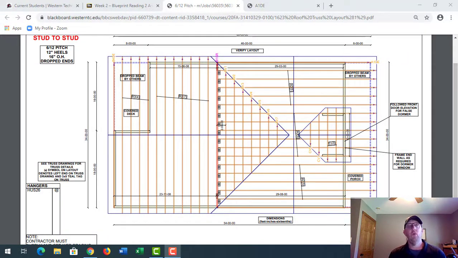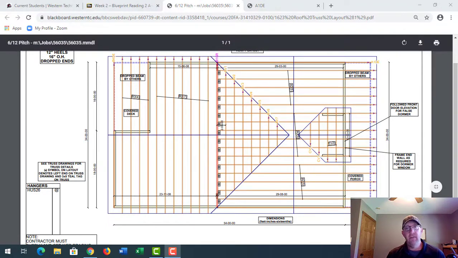Alright guys, so welcome to the second part of this video. What I thought I would do is give you an idea of what I do when I get a set of these truss plans and drawings, and how I go about interpreting them and picking out information. What I have loaded right now is 1623 Liberty Street.